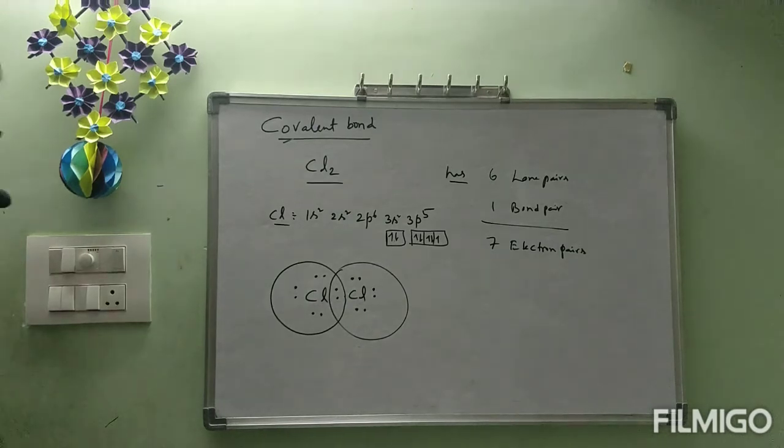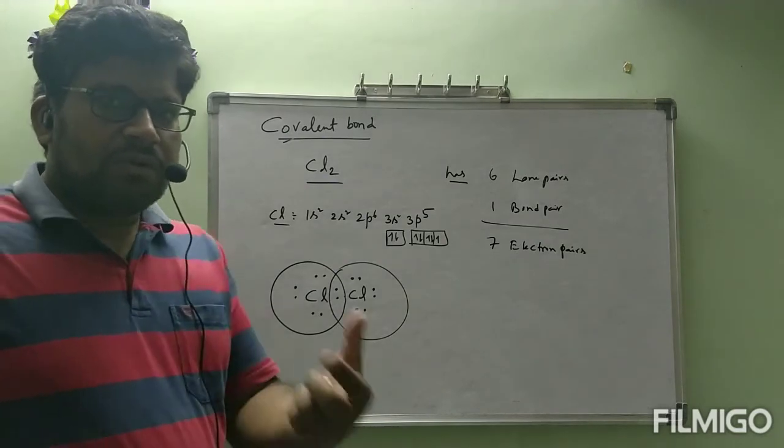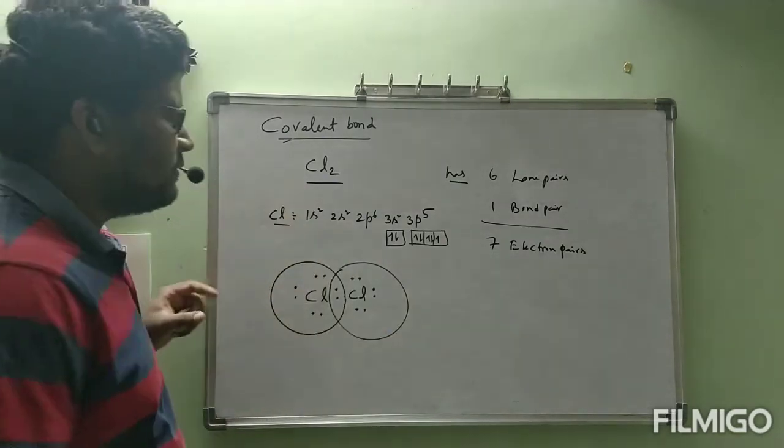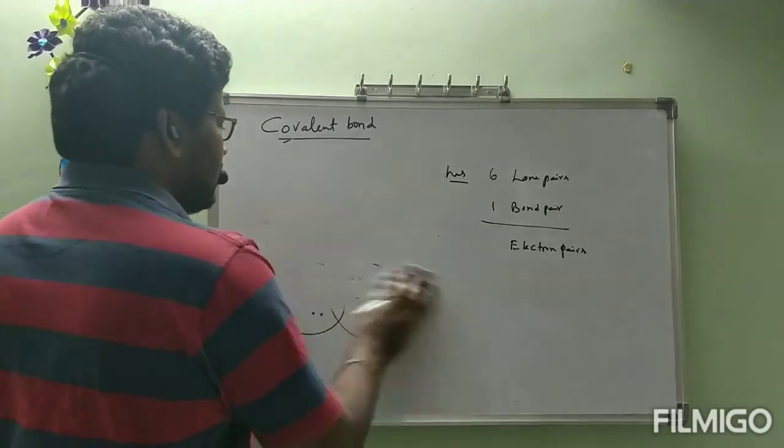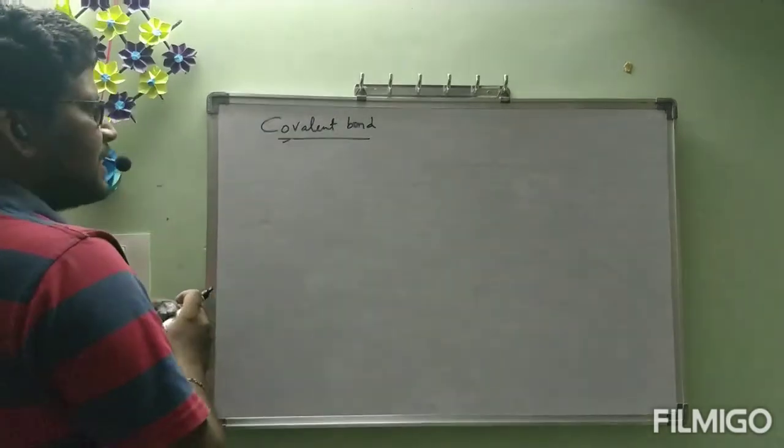Now remaining examples. Before going to the remaining examples, we will go to the theory, that is first theory, valence bond theory.